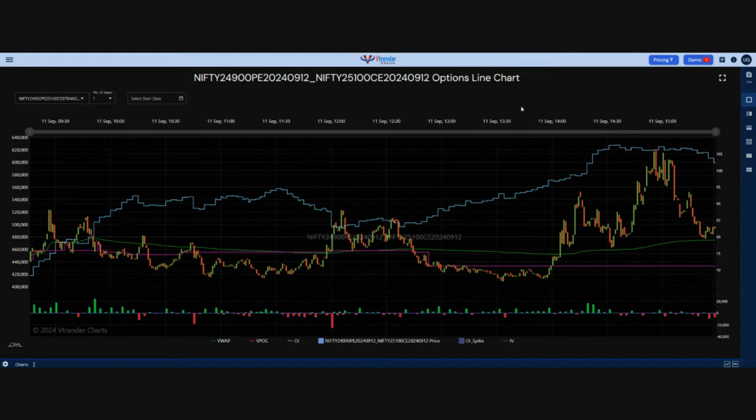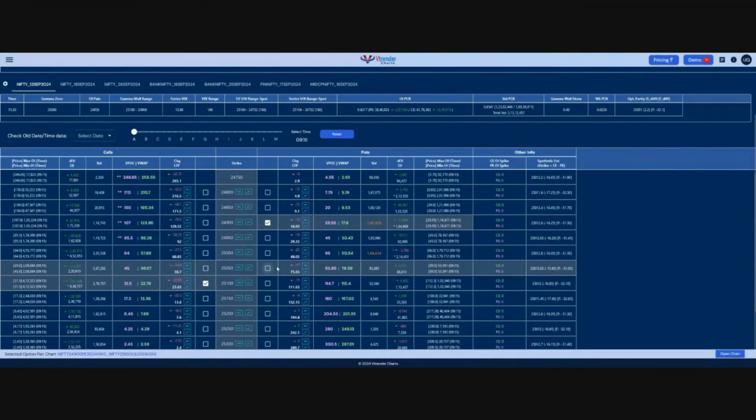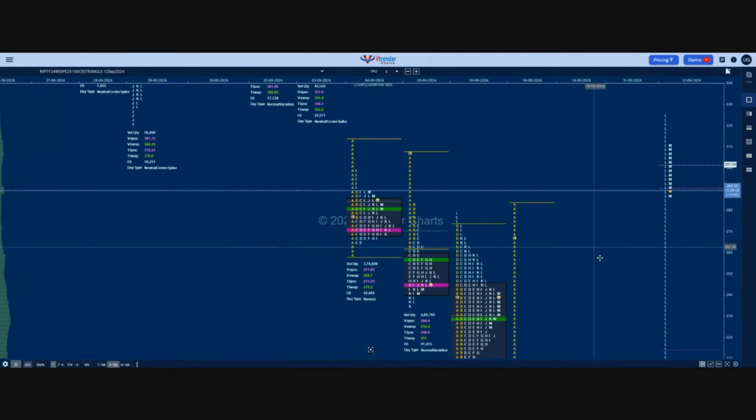So I'll just give it a bit of time for this to load today's data. And this is how you can follow the open interest, how it is building in the strangle. And I'll once again open the market profile chart so that we can at least have a look at what the market profile was showing us today.